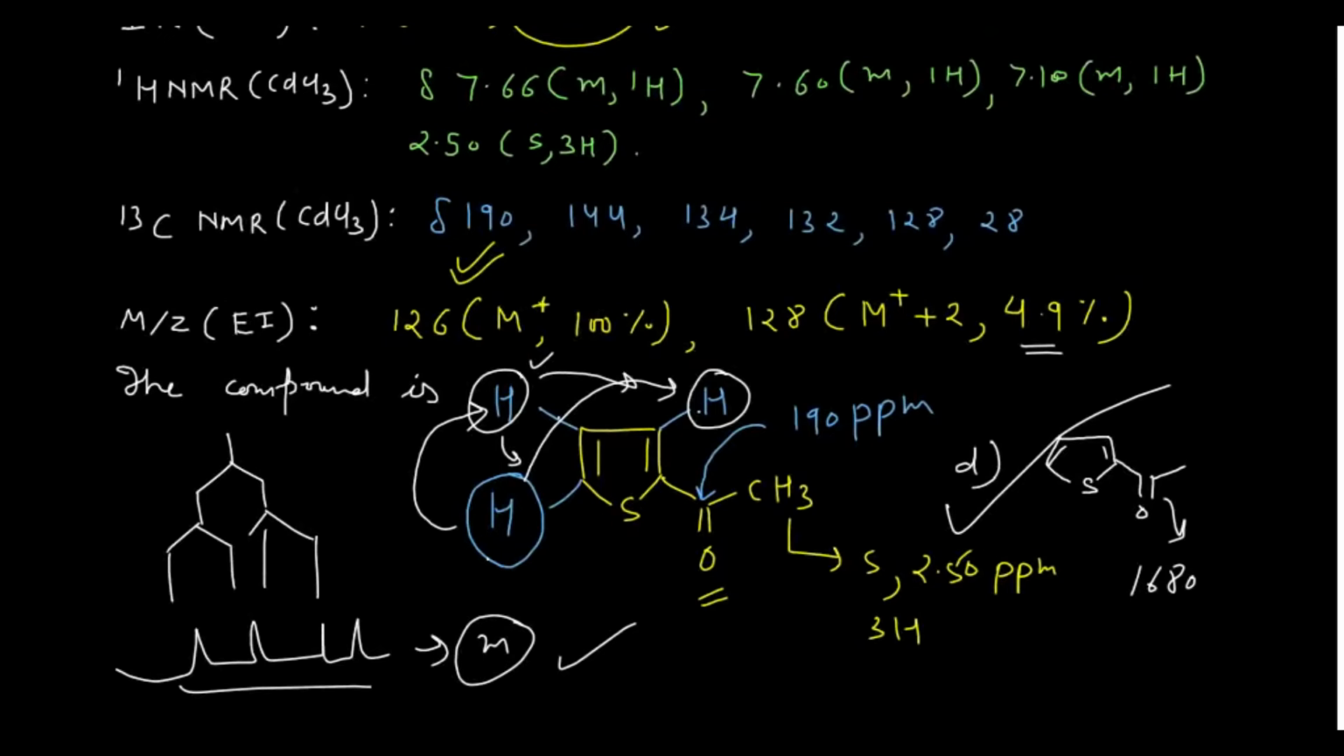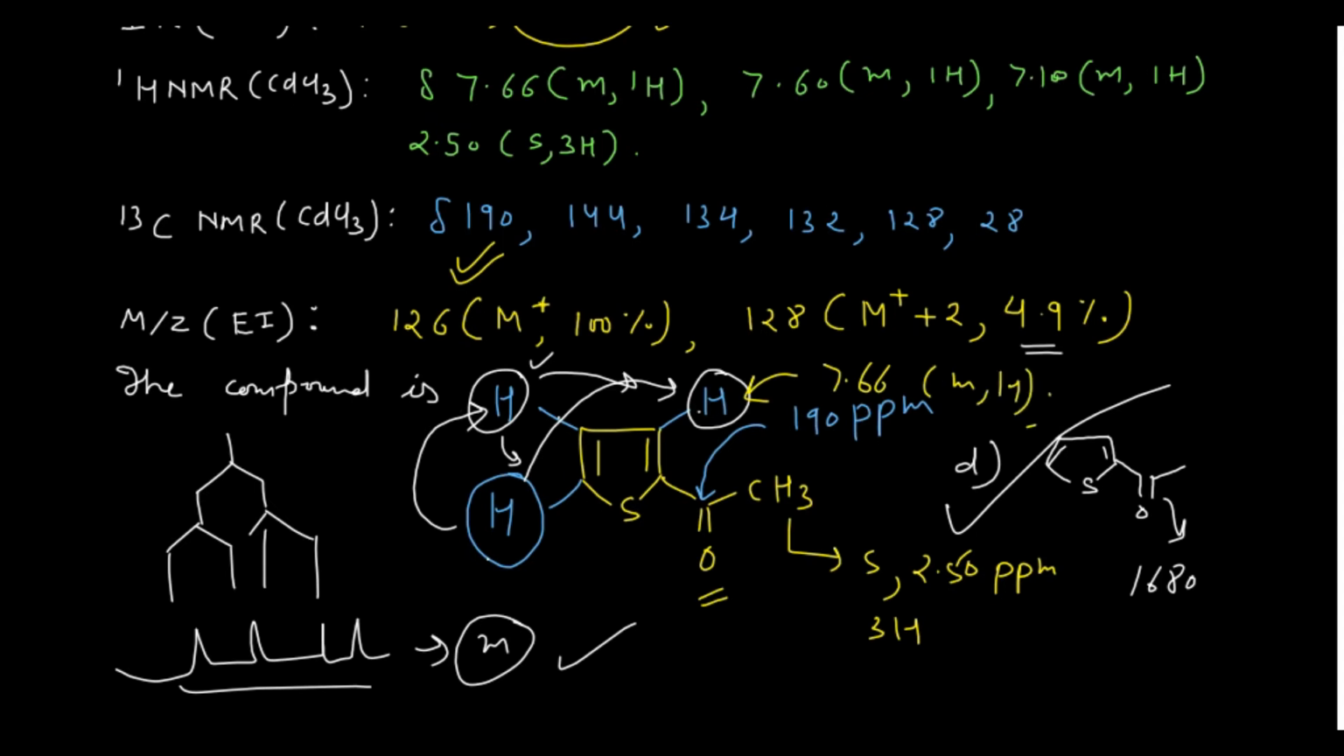This is 7.66 multiplet, 7.60 multiplet, 7.10 multiplet. Now you can imagine that this 7.66 is a very large value compared to the other two values, so it should be downfield. That means this hydrogen must be near the electron withdrawing group. So this hydrogen is basically your 7.66 multiplet, one hydrogen. So this is how you can solve this particular problem.